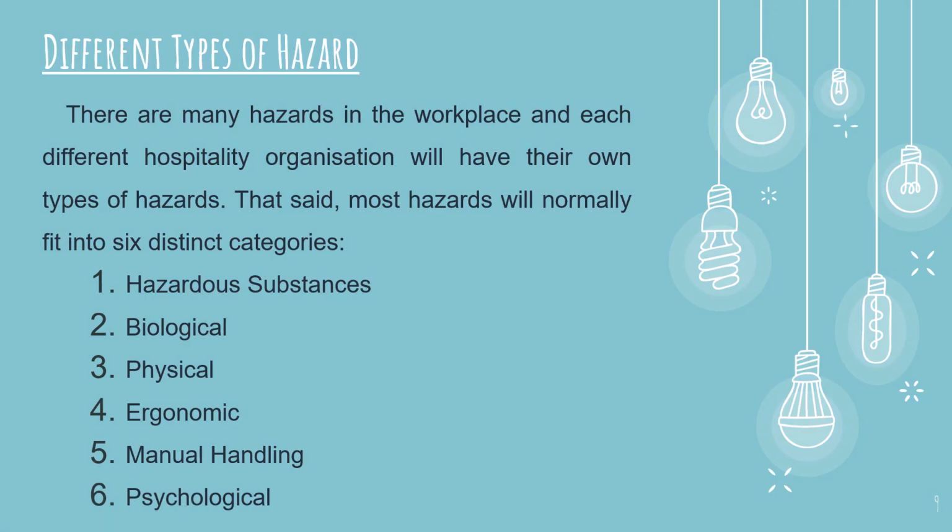Right. So since we are in the hospitality industry, we are going to discuss the different hazards present in our workplace. So here are the different types of hazard. Number one, we have hazardous substance, biological, physical, ergonomic, manual handling, and psychological hazards. So let us know what these hazards present in our workplace are.